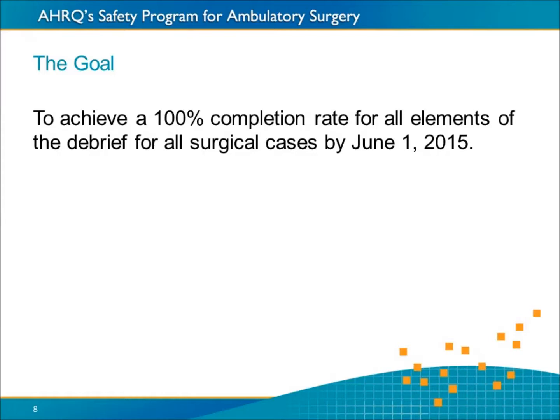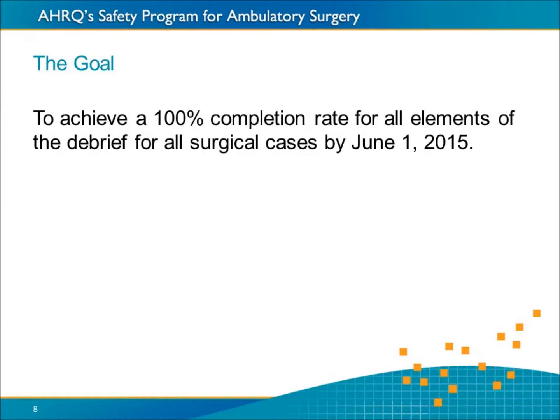So in this case, we know that this is measurable. We can very easily measure the completion rate for the debrief. So that's the measurability piece. Remember, you can't improve what you can't measure. And then the A in SMART stands for attainable. Can you realistically achieve this goal in the time frame that you're proposing?